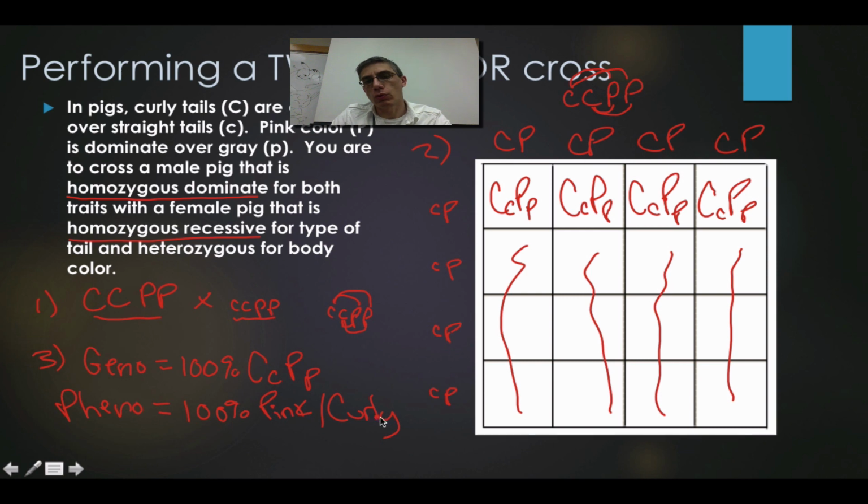So we have a pink pig with a curly tail. Again, it's 100% because you don't have any other combinations on the right hand side. So again, step 1, set up your parents. Step 2, fill out your Punnett square.